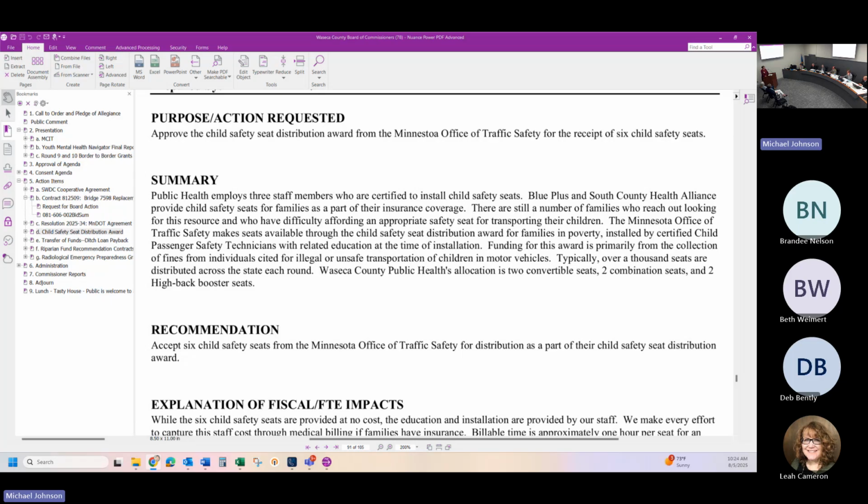So it's up over the years, fluctuates some from year to year, but we used to give out around 30 a year. So we're at a much higher rate than we used to be. Questions or concerns? Otherwise, I would ask that you accept the seats from the Office of Traffic Safety. It used to be 30 to 40, and now it's over 100.